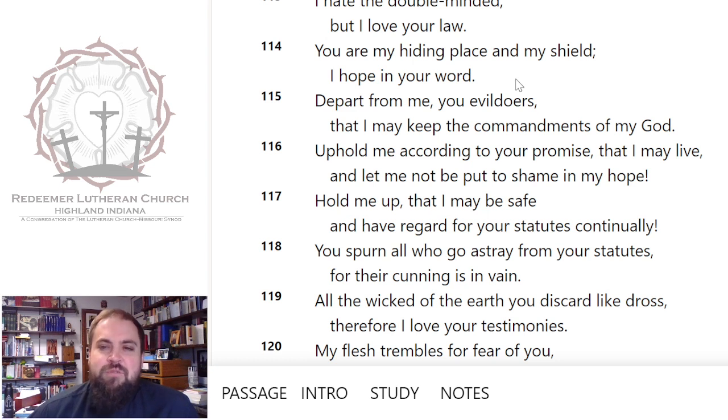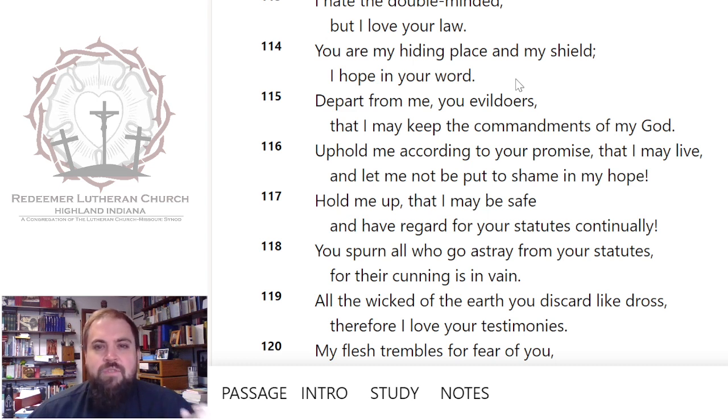Depart from me, you evildoers, that I may keep the commandments of my God. Notice how the psalmist is blaming the people around them. Like, man, I would be able to be a lot better Christian if I didn't have these terrible evildoers around me that are preventing me from keeping the commandments of my God. So we can't blame other people for our own sinful choices. That doesn't fly. We're responsible in the end.